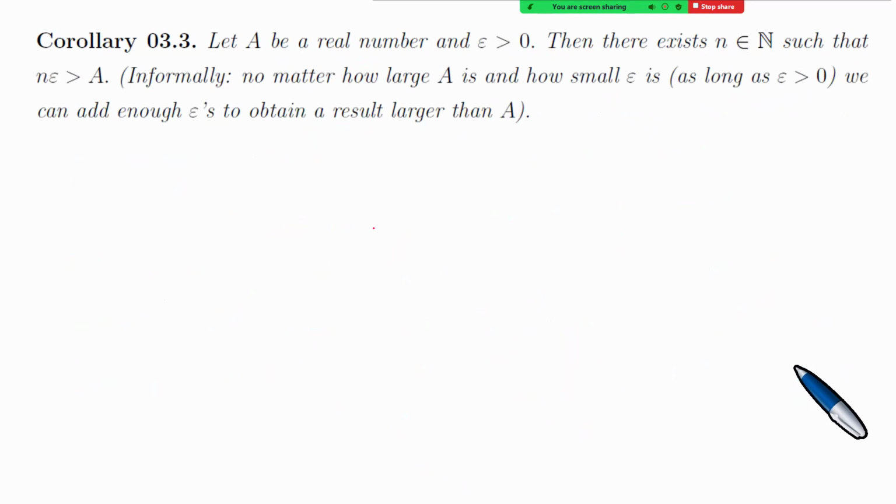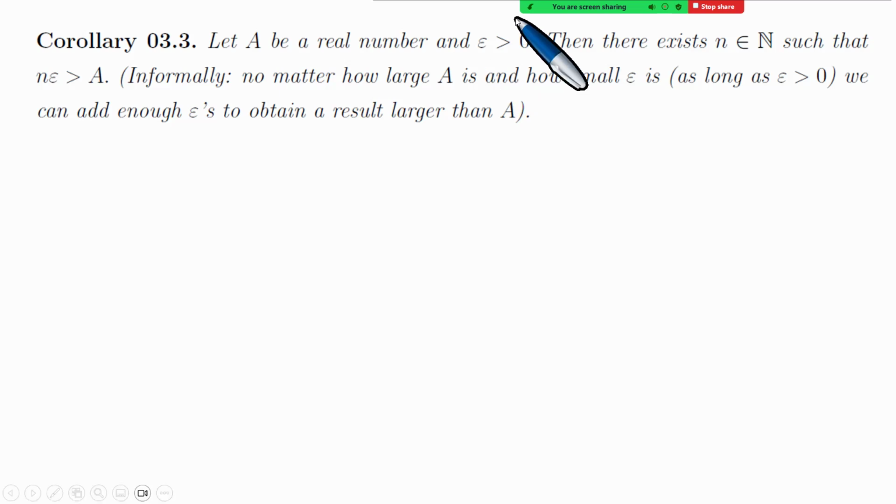Okay, there's another corollary, 03.3. Let A be a real number and epsilon positive, then there exists n in the naturals such that n epsilon is bigger than A. Informally, no matter how large A is, how small epsilon is, as long as epsilon is positive, we can add enough epsilons to obtain a result larger than A. Okay, let us prove this one.